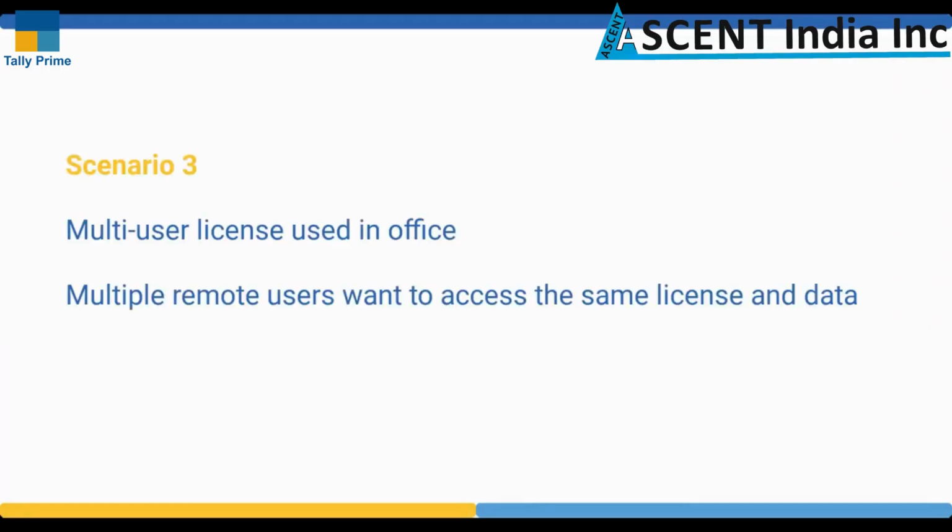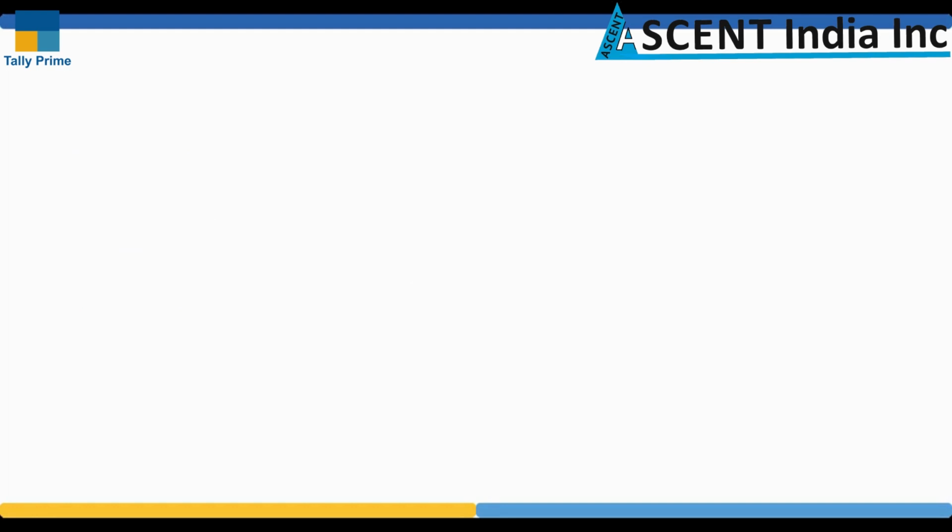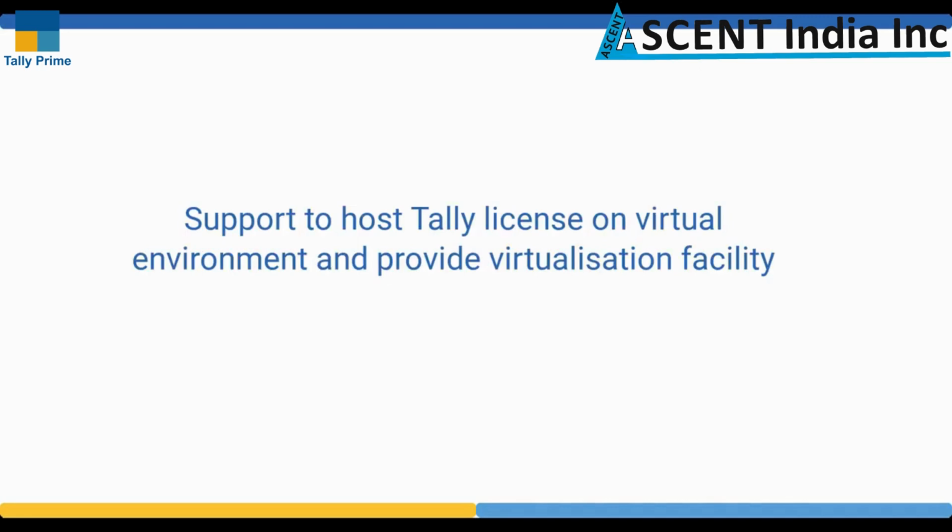Scenario 3. You have a multi-user license and it is currently active in the office machine. Multiple remote users want to access the same license and data available in the office machine. We support hosting of Tally license on any virtual environment which provides desktop or application-based virtualization facility. For example, you may use AWS as cloud server, Windows Remote Desktop, etc.